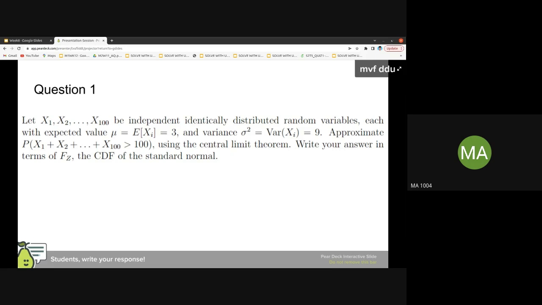Now here we have asked you to write your answer in terms of FZ, which is like the standard normal CDF. If you got FZ of -2, just type FZ in brackets -2. If you got FZ of 2, type FZ with 2 within the brackets. Like that.